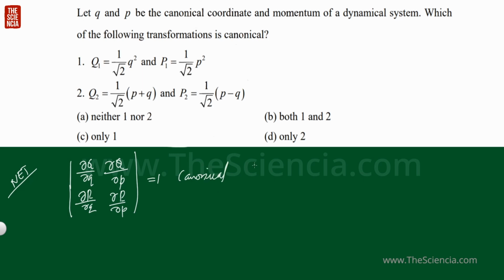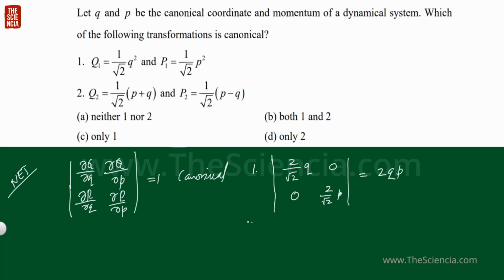Now I am taking the first combination, that is Q1 is equal to 1 by root 2 q square, and P1 is equal to 1 by root 2 p square. So what we get? We get ∂Q/∂q, that is 2 by root 2 q, and ∂Q/∂p, that is 0, and ∂P/∂q is 0, and ∂P/∂p is 2 by root 2 p. So what we get? We get 4 by 2, that is 2qp.